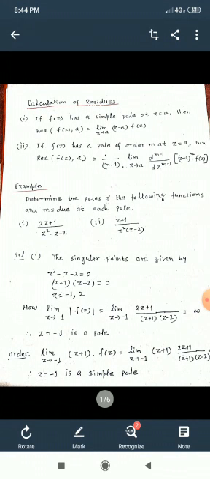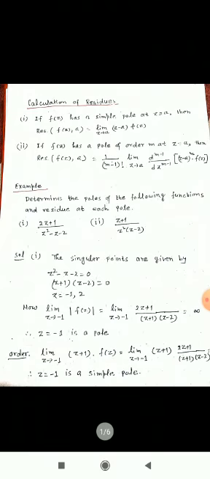Number 1, first we shall check the singular points of the function. For singular points we put the denominator equal to 0. So in this example first we put z^2 - z - 2 = 0 and we factorize. The factorization is (z + 1)(z - 2) = 0. So z = -1, z = 2.